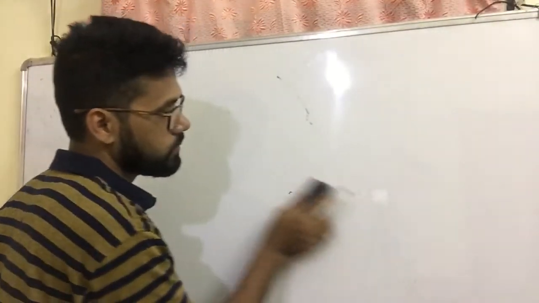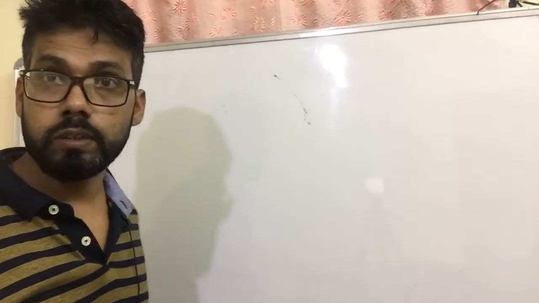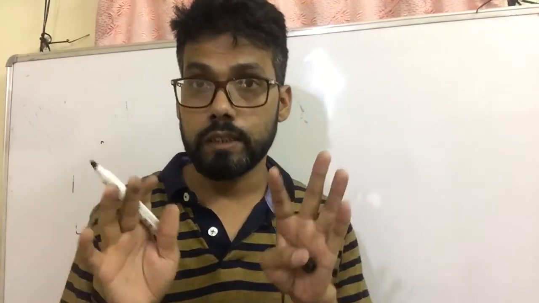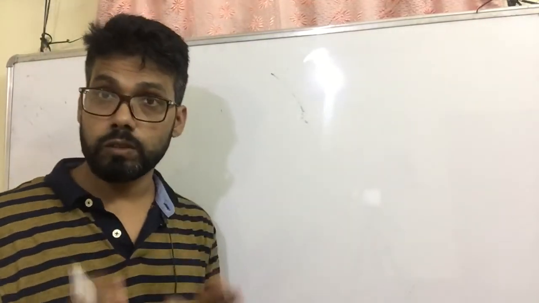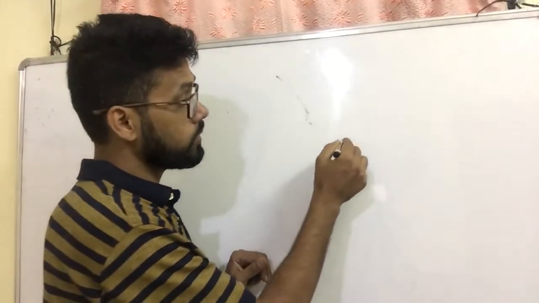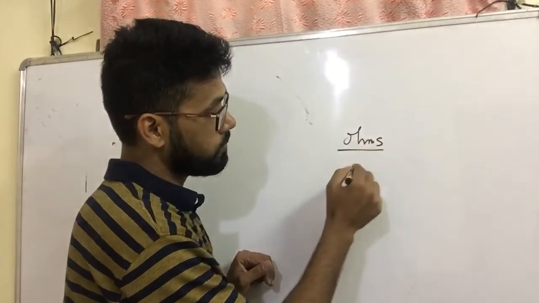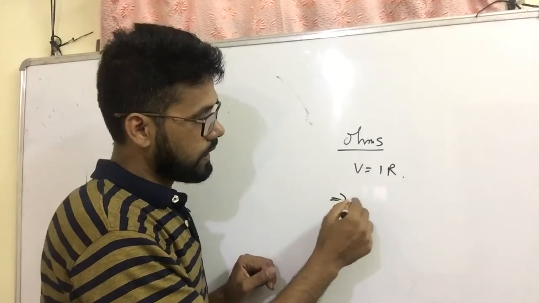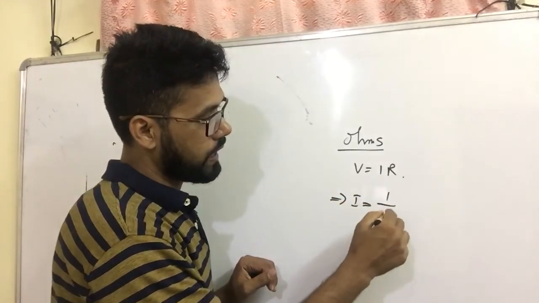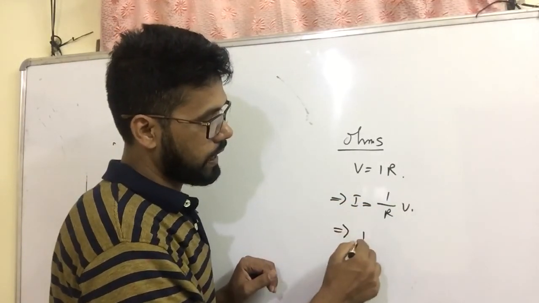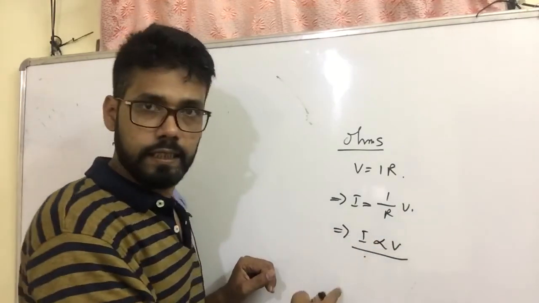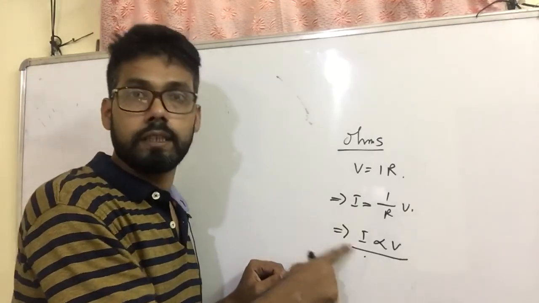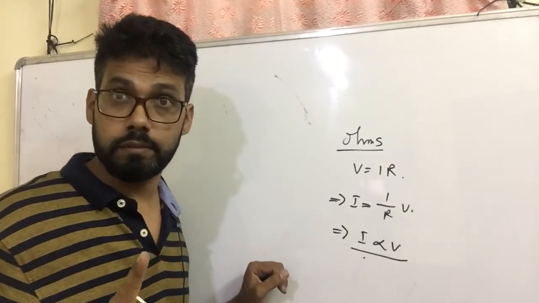If I ask you whether a diode is a linear device or non-linear, do not confuse. Whether a device is linear or non-linear depends on Ohm's law. You have studied Ohm's law: V equals IR, or you can say I equals (1/R)V. That means I is proportional to V. This is a linear resistance. Any device that follows that equation is known as a linear device.